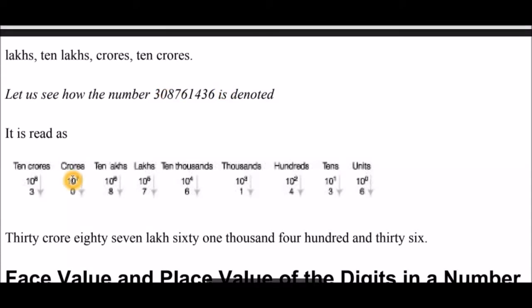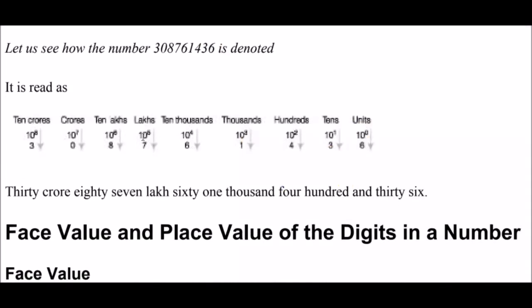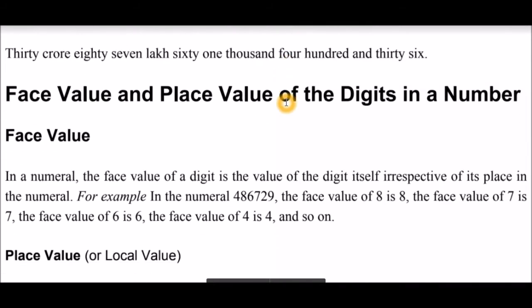7 digits. So 10 power 7. After 8, 10 power 6. After 7, 10 power 5. After 6, 10 power 4. After 1, 10 power 3. After 4, 10 square. After 3, 10 power 1. And after 6, no number, so 10 power 0. So this is read as 30 crore 87 lakh 61,436.